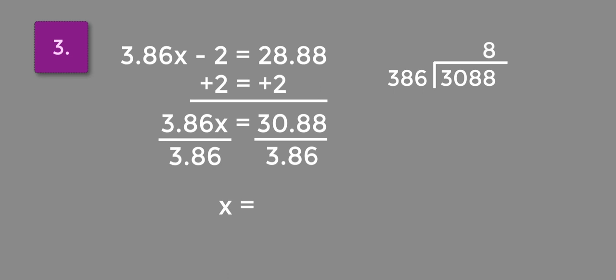6 times 8 is 48. 8 down, carry your 4. 8 times 8 is 64, plus 4 is 68. 8 down, carry your 6. 3 times 8 is 24, plus 6 is 30. So it ends up being exactly 8. X equals 8.